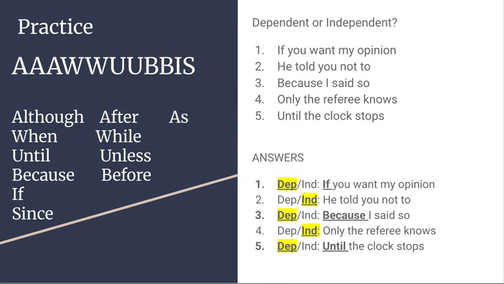Here are the answers. Numbers 1, 3, and 5 are all dependent because they all start with an AWOBIS word. And 2 and 4 are independent because they do not start with an AWOBIS word and they have complete thoughts.